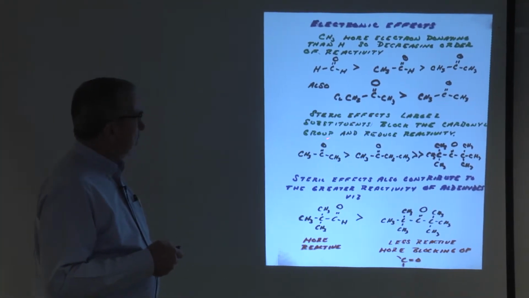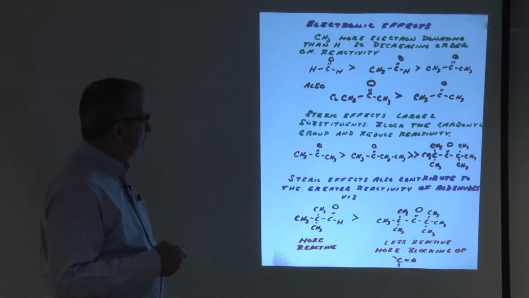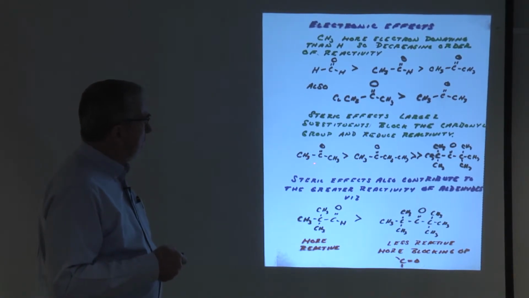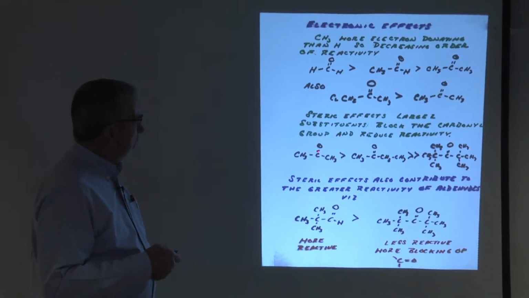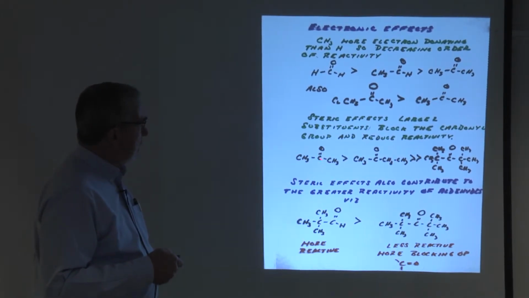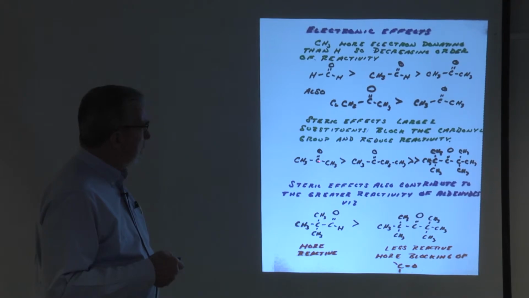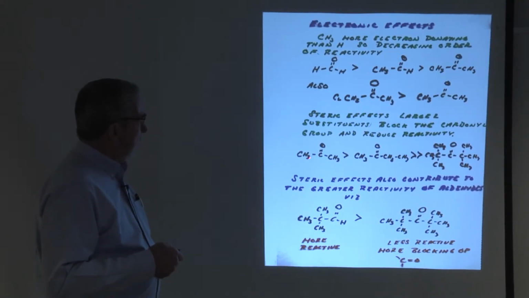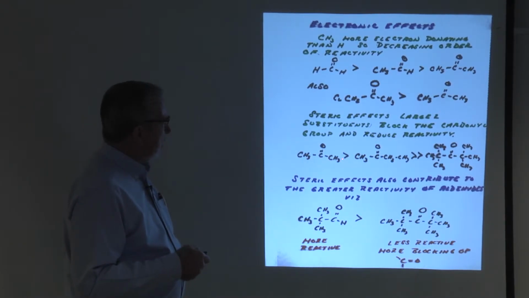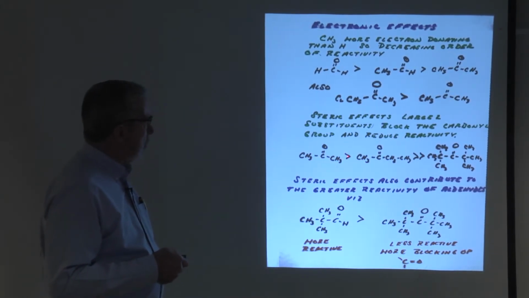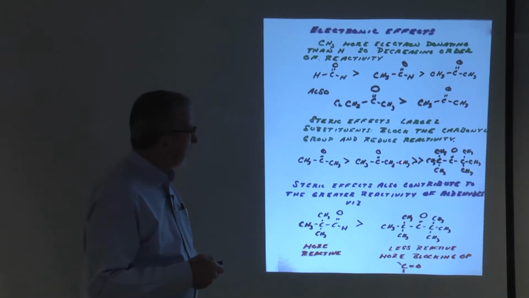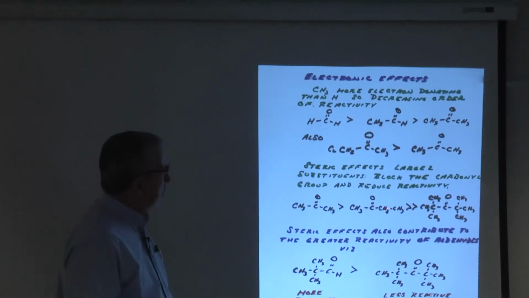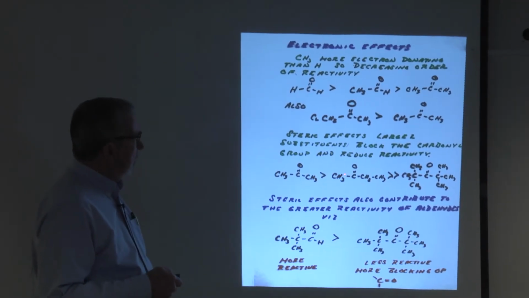With the steric effects, this is pretty straightforward. If we have big bulky groups, it's going to be harder for the nucleophile to come in and make contact with the carbonyl carbon to make the new bond. For example, here's acetone. You've only got two methyl groups. This is going to be more reactive than, say, this compound here, which is 2-butanone.